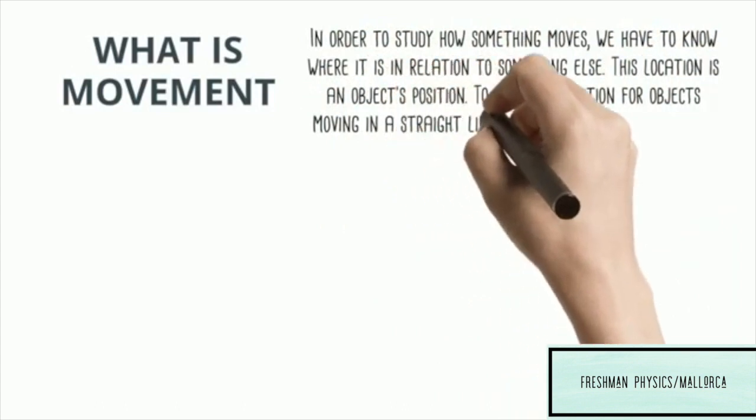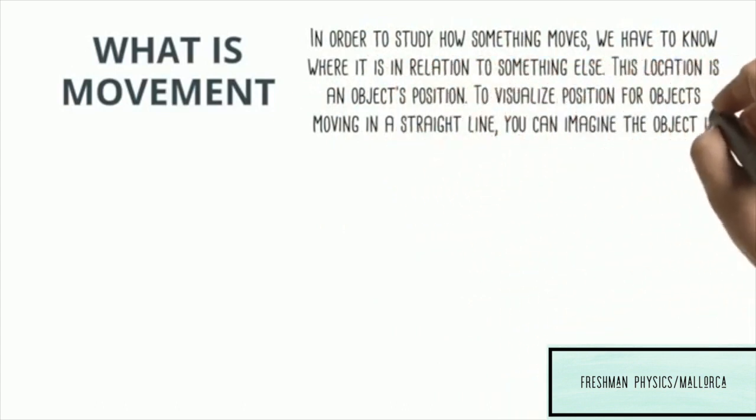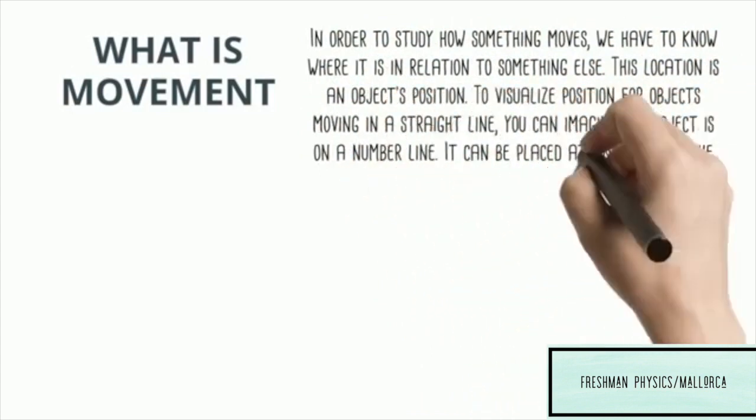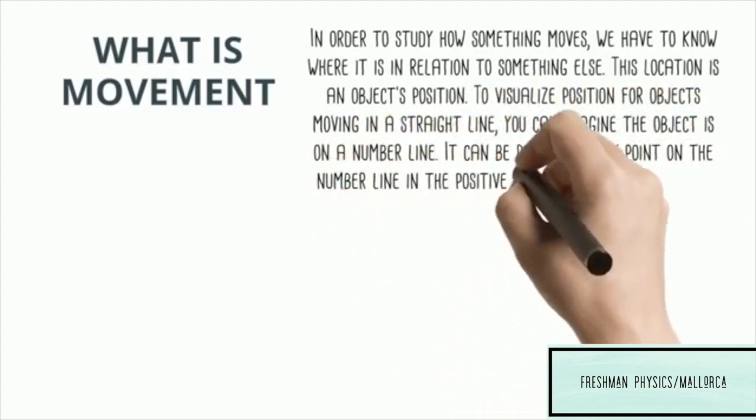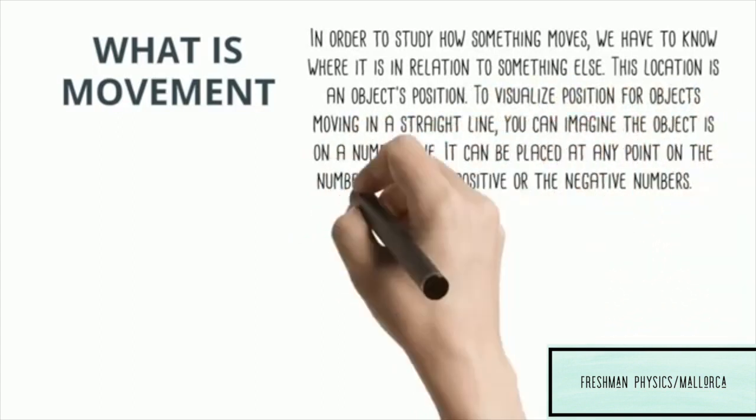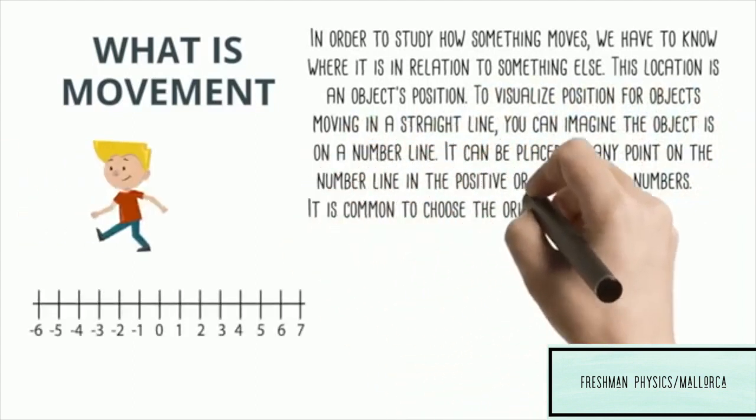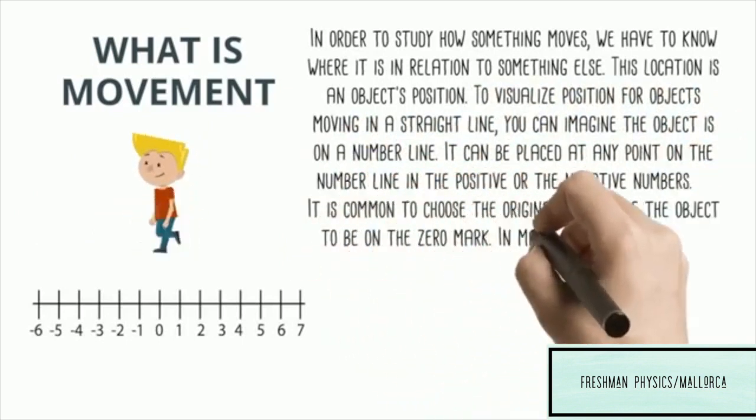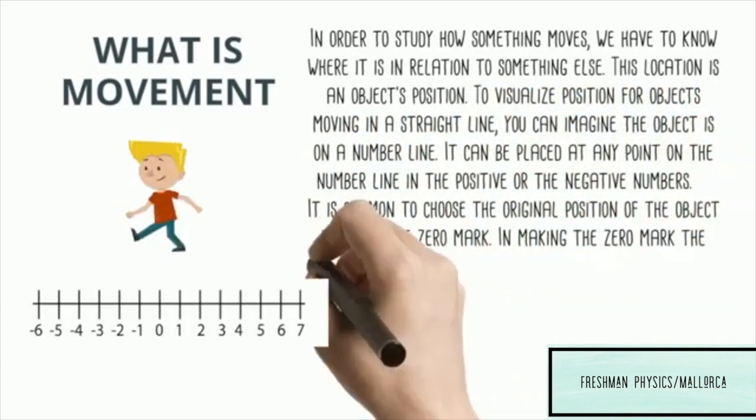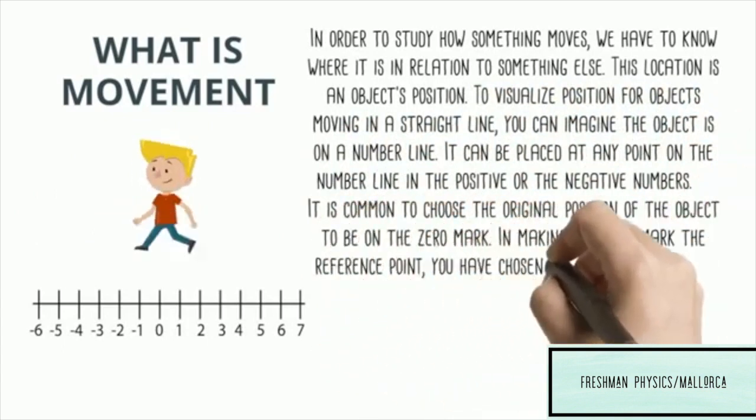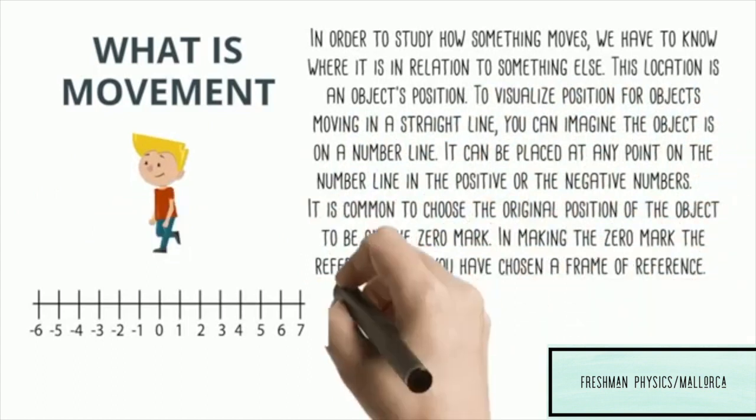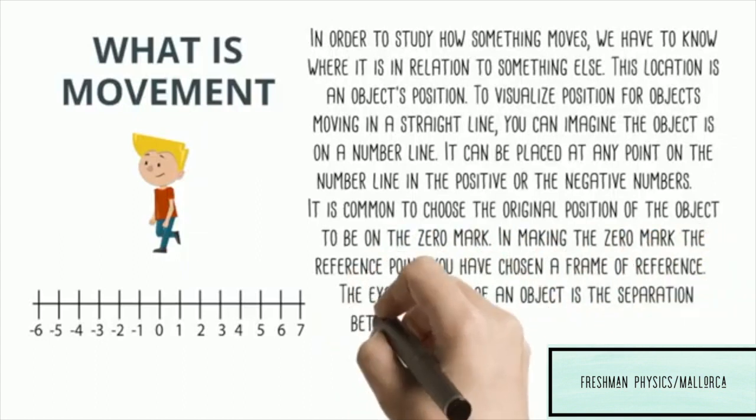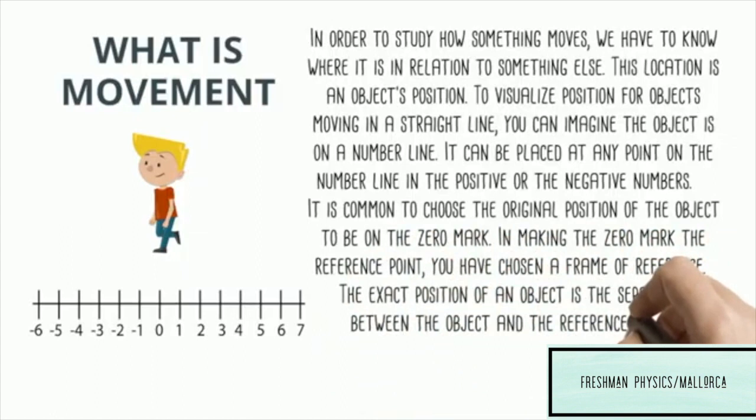To visualize position for objects moving in a straight line, you can imagine the object is on a number line. It can be placed at any point on the number line, in the positive or the negative numbers. It is common to choose the original position of the object to be on the zero mark. In making the zero mark the reference point, you have chosen a frame of reference. So basically, when there is a starting point or a reference point, a frame of reference is present, and you can use that to measure distance or displacement.